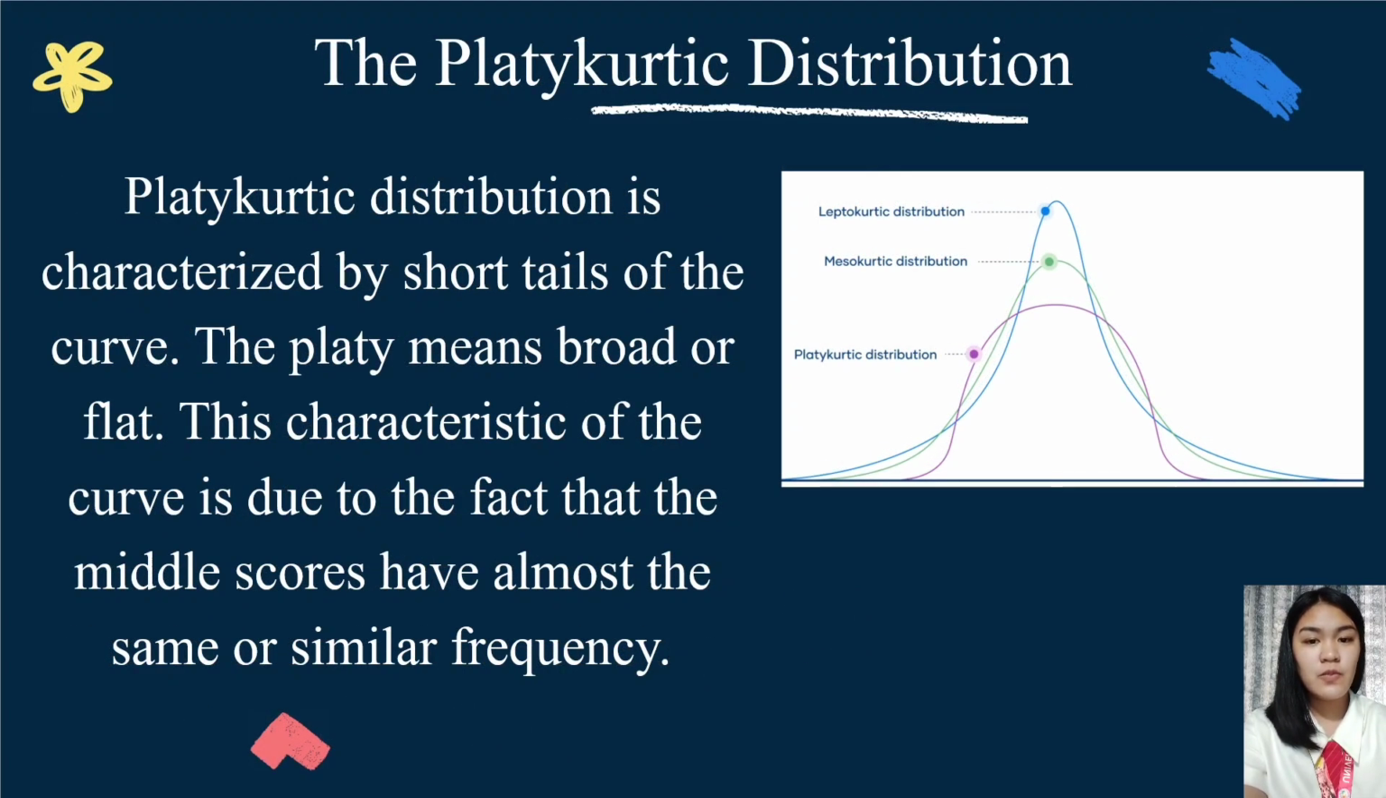The last type of kurtosis is the platykurtic distribution. Platykurtic distribution is characterized by short tails of the curve. Platy means broad or flat. This characteristic of the curve is due to the fact that the middle scores have almost the same or similar frequency. Furthermore, the extreme values are less compared to that of the normal distribution. In such cases, the curve appears to have a short and broader peak.